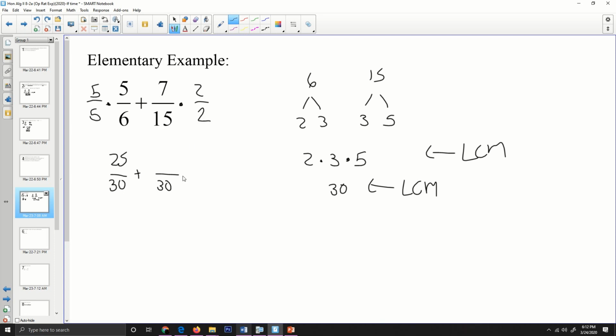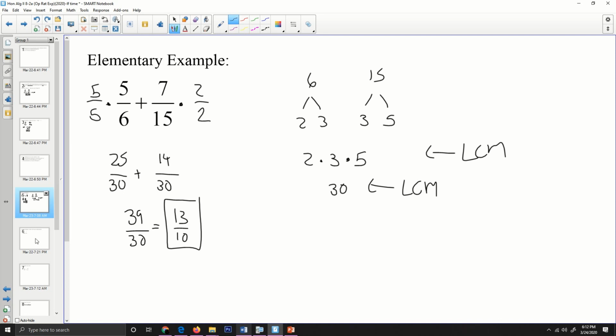So 15 times 2 is 30. 2 times 7 is 14. 14 and 25 is 39. So 39 over 30. And I think we can take a 3 out of each term. So if I take a 3 out of each term, I'll have 13 over 10. And that is my final answer. I know that because 13 is a prime number.